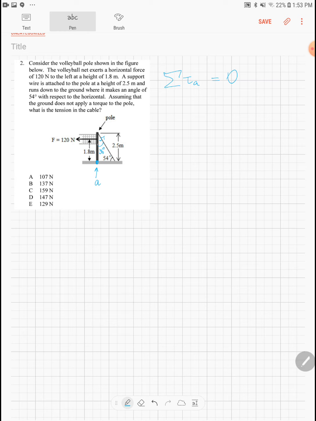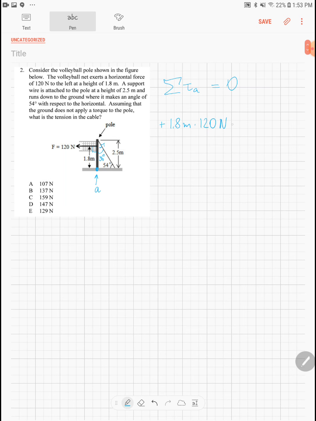120 newtons. It is applied 1.8 meters away from the axis over here, and the angle between this force and the pole is 90 degrees, and sine of 90 is 1. So this is why I can write the associated torque. It will contribute with the positive sign, because this force tends to rotate the system counterclockwise. So it will be plus 1.8 meters times 120 newtons times sine of 90, which is 1, so I will not even write it.